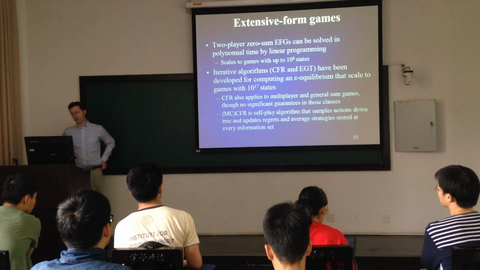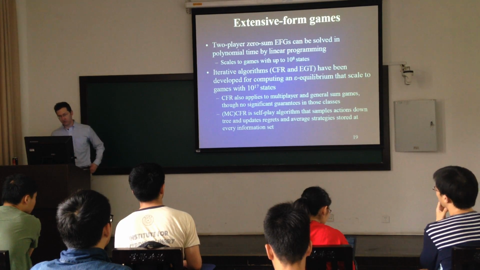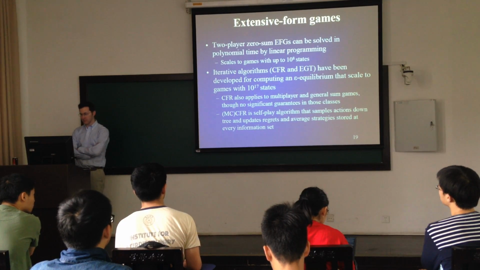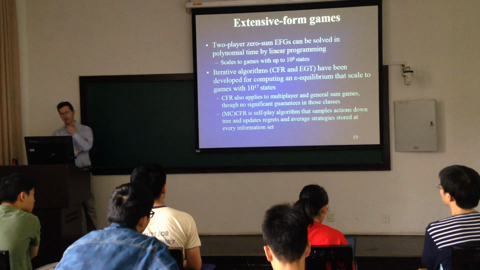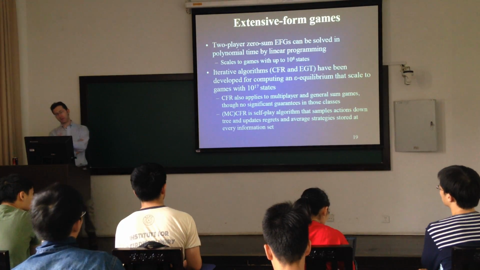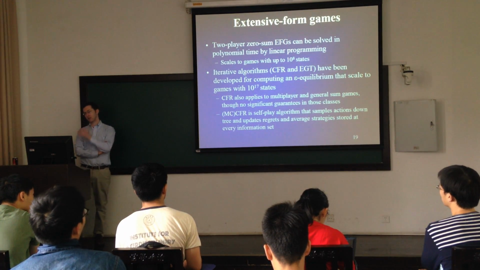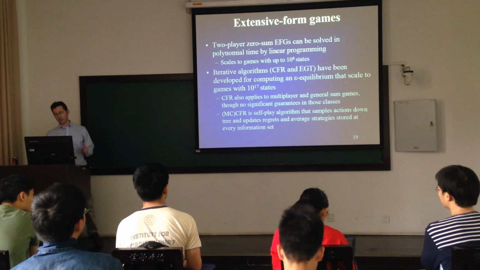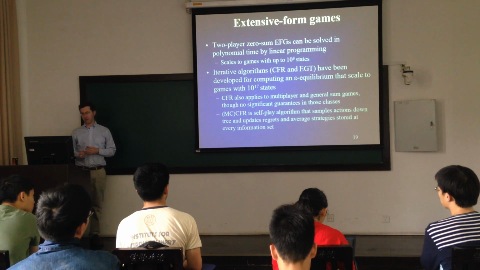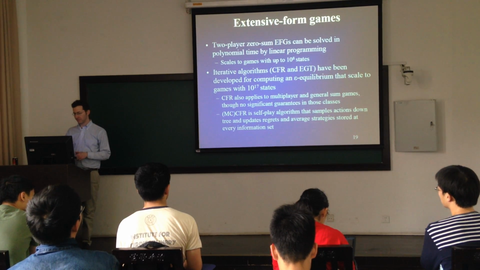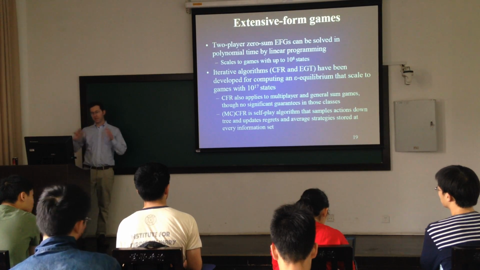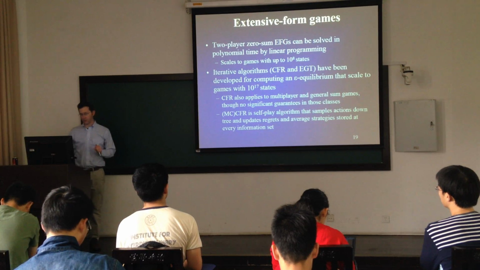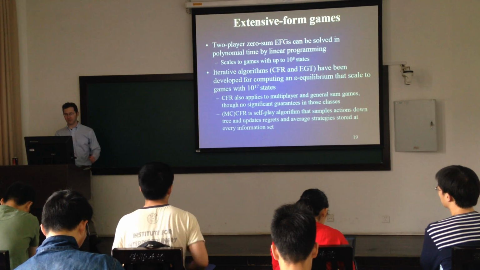So I mentioned in the timeline slide some of these newer iterative algorithms that have been developed: CFR, for counterfactual regret minimization, and EGT, for excessive gap technique. These compute epsilon equilibrium; they converge to Nash equilibrium in the limit. If you run them long enough, they'll converge to equilibrium. And these scale to games with about 10 to the 17th states. I'll point out that CFR can also be applied to multiplayer games and general-sum games, though it doesn't have any significant guarantees in those classes.